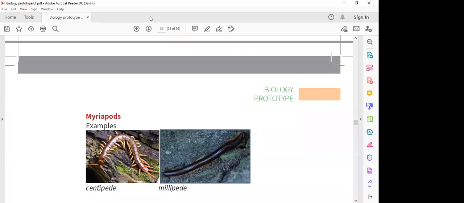Okay, Priscilla. A centipede has one pair of legs on each body segment, while a millipede has two pairs of legs on each body segment. Very good. Okay. You can see per segment here, there is a pair of legs for the centipede. And on this, on every segment, there are two pairs of legs. Okay. That is very good.